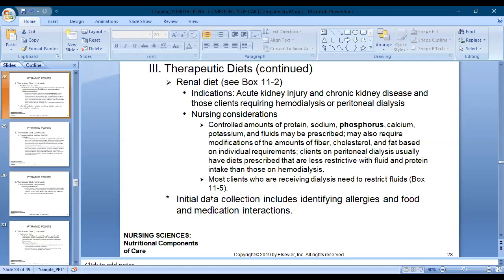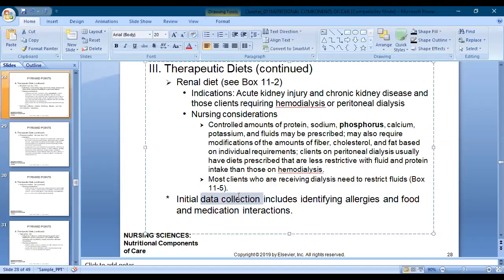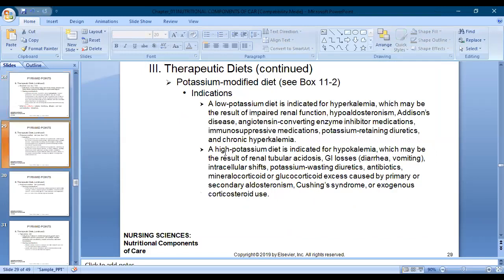Initial data collection. So this data is not IT or computer data. This is the sign and symptom from the patient. We are healthcare providers, so this data is a little bit different. It is the sign and symptom of my patient. Include identifying any kind of allergies, to food or medication. We have to note it and keep it in documentation.